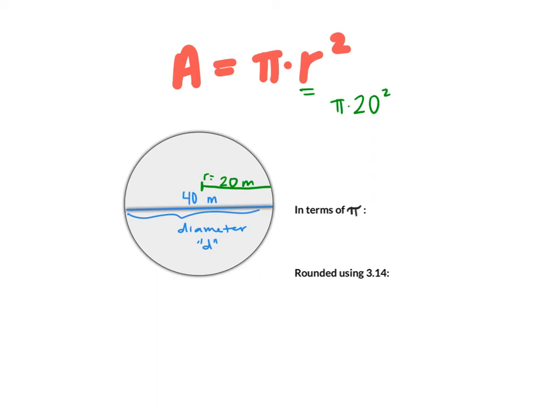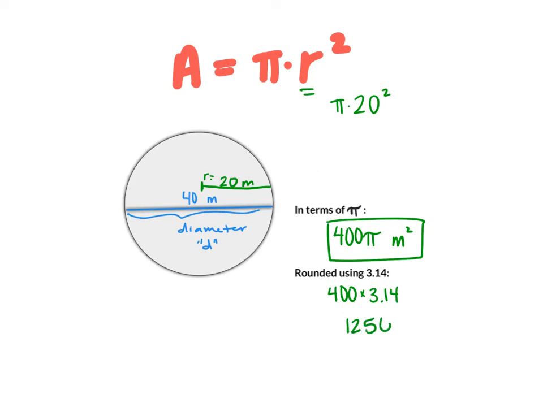So in terms of pi would come from doing 20 squared, or 20 times 20, which is 400. And I'd keep my pi symbol on it. And units here would be meters squared. And for rounded, I would multiply those two numbers together. So 400 times pi. And that gets me 1,256.